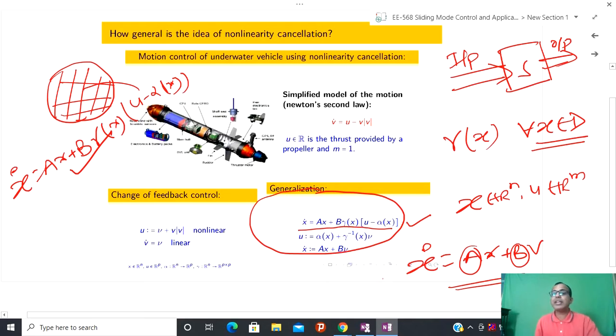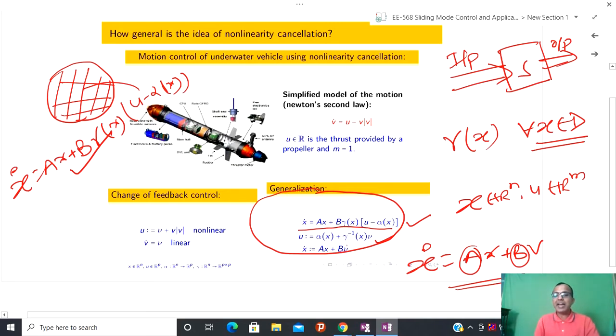So we are going to check whether this is true only for this system or for another class of system as well. But at least in this slide it is clear that if I have additive uncertainty or multiplicative uncertainty like this, then I can design this kind of control, and after that I will get this kind of structure, and then I can apply any linear control design technique.